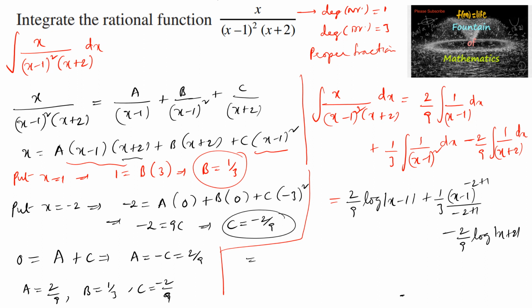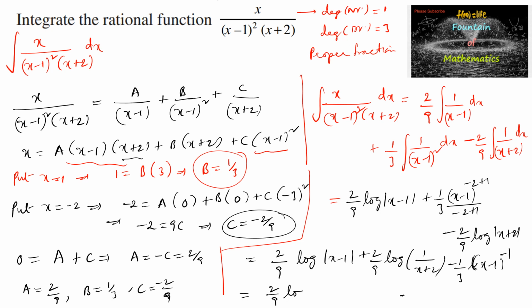or we can also write 2 upon 9 times log mod of x minus 1 plus 2 upon 9 times log 1 upon x plus 2, and again here minus 1 by 3 x minus 1 whole to the power minus 1, or we can write 2 upon 9 times log mod of x minus 1 divided by x plus 2 minus 1 upon 3 times of x minus 1 plus c is the answer.